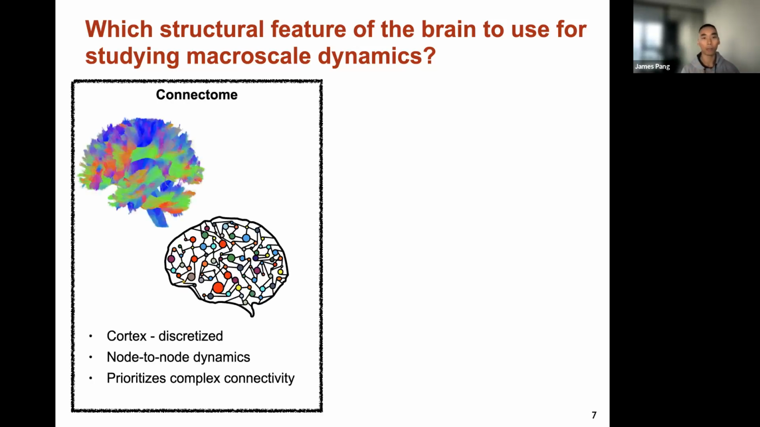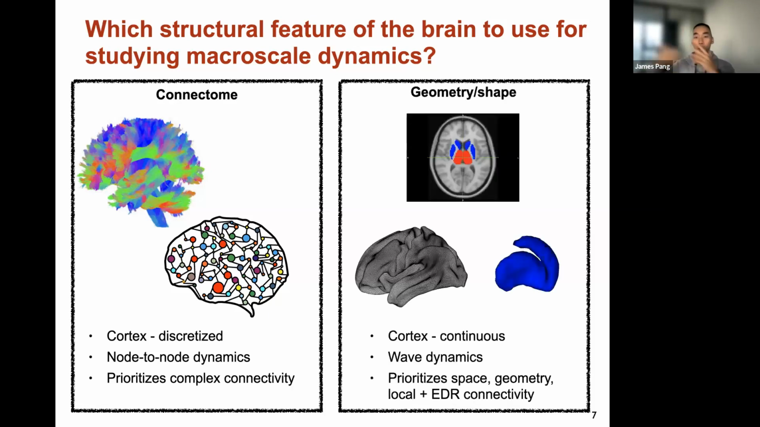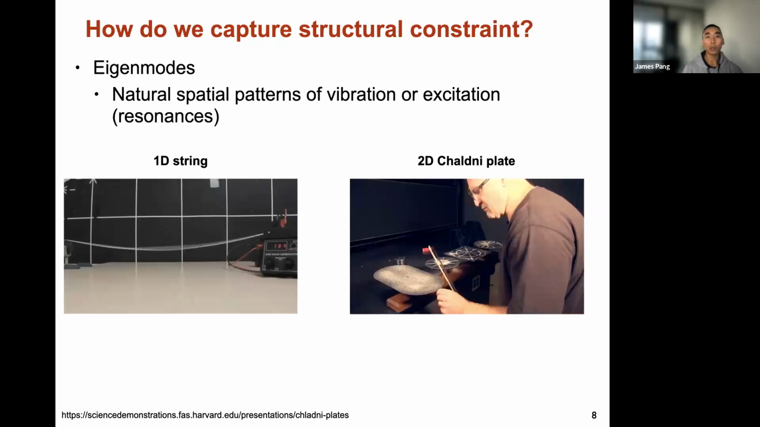On one hand, we have this connectome view, where you discretize the cortex and you prioritize node-to-node dynamics and the highly complex connectivity between these nodes. On another hand, you can focus on the geometry or the shape of the brain, where you treat, say, the cortex as a continuous entity, and you prioritize wave dynamics, space, geometry, and very, very local and EDR connectivity. Now, how do we capture these structural constraints?